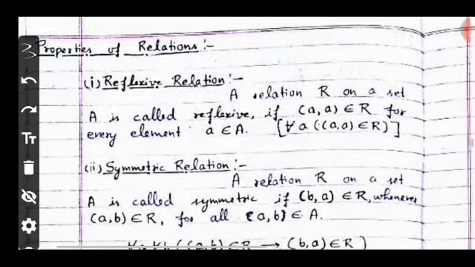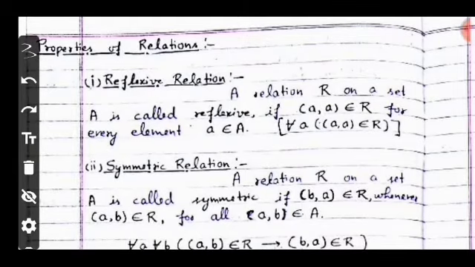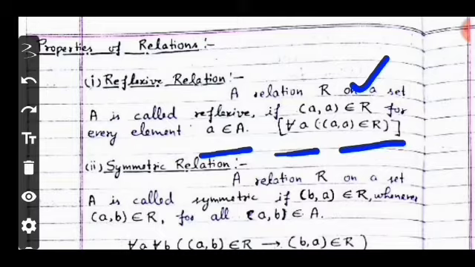Next important point is properties of relation. So here are various properties of relation like reflexive, symmetric, antisymmetric, transitive and so on. So discuss one by one. First one is reflexive relation. A relation R on a set A is called reflexive if (a, a) belongs to R for every element a belonging to set A.